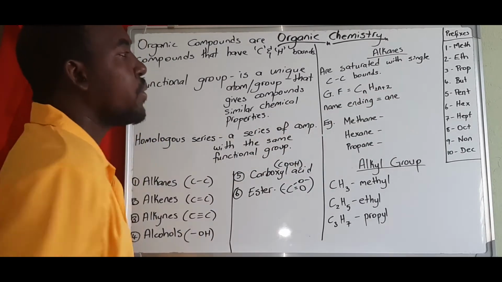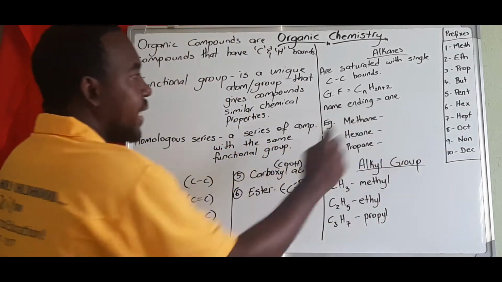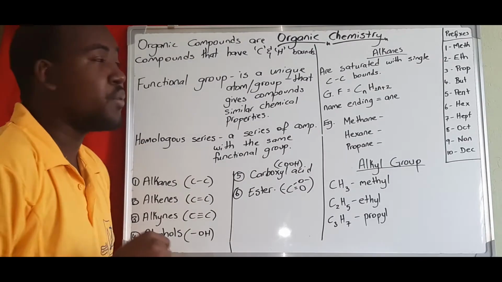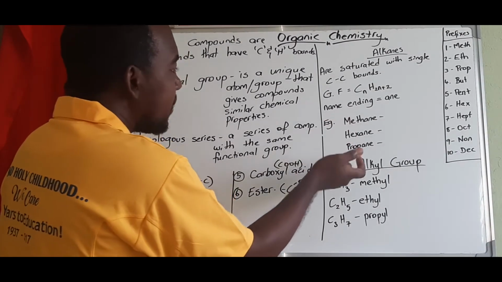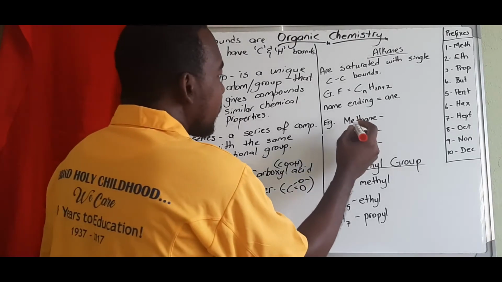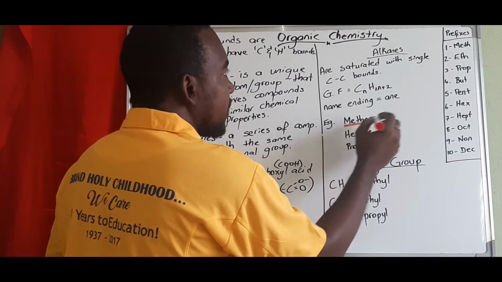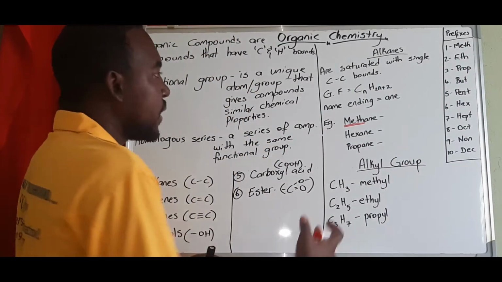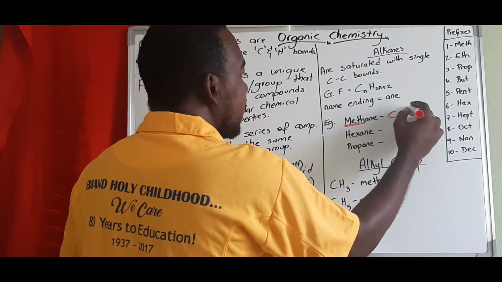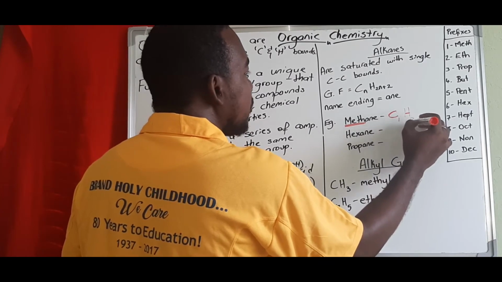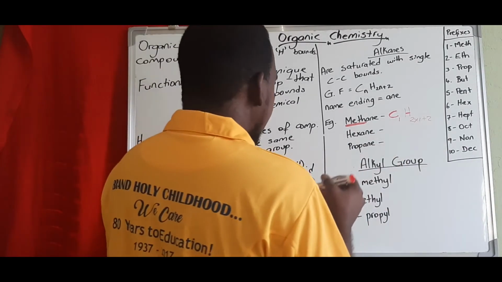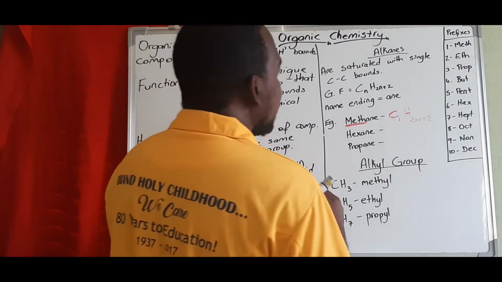The naming of the compound is the prefix plus ane. Because it's an alkane, all their names end with ane. Let's look at examples: methane, hexane, propane. Meth comes from 1, so we only have 1 carbon. That means n here will be 1, so that's C1H, and then 2 times 1 plus 2. 2 times 1 is 2, plus 2 gives us 4.